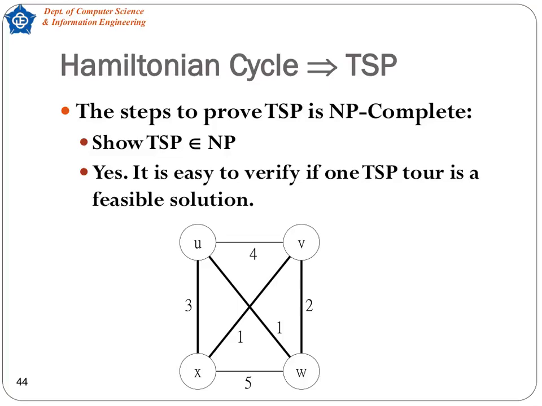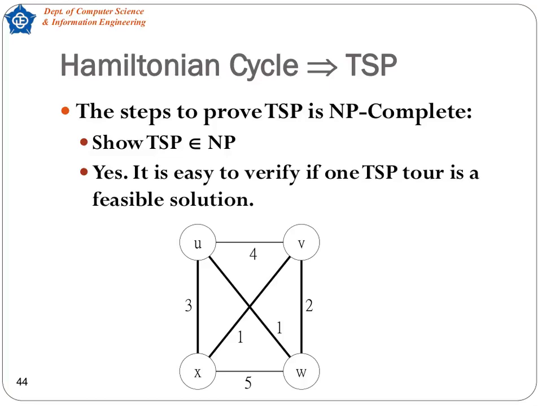Building on our discussion of Hamiltonian cycles, let's now show that the traveling salesman problem lies in NP by demonstrating how easily a candidate tour can be checked. Imagine a simple 4-vertex graph with nodes U, V, X, and W. The edges carry weights as follows. UV is 4, VW is 2, WX is 5, XU is 3, and the two diagonals UW and VX each weigh 1. Suppose someone proposes the tour U → W → V → X → U.